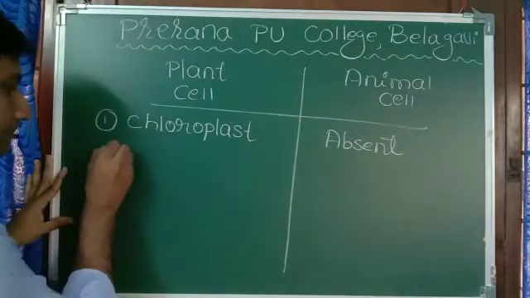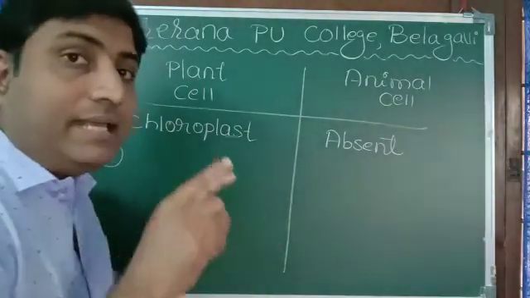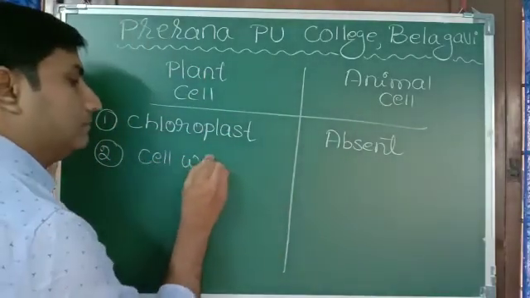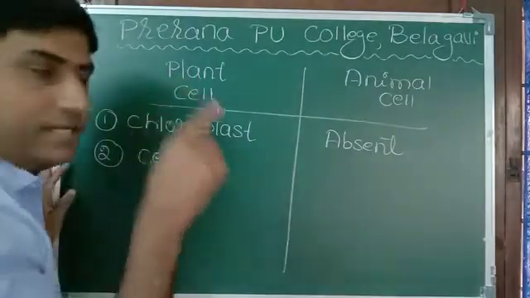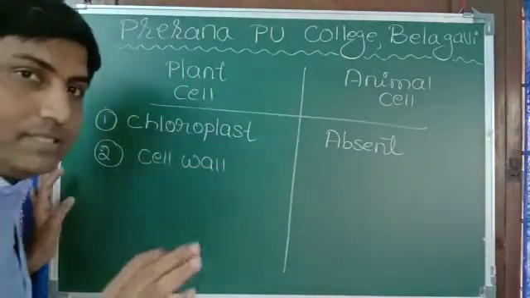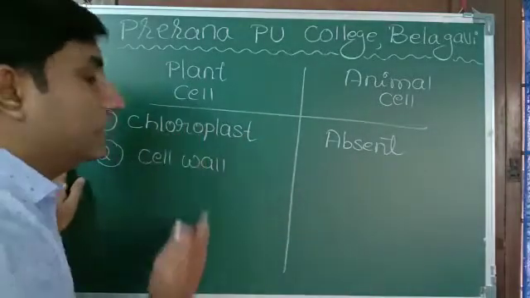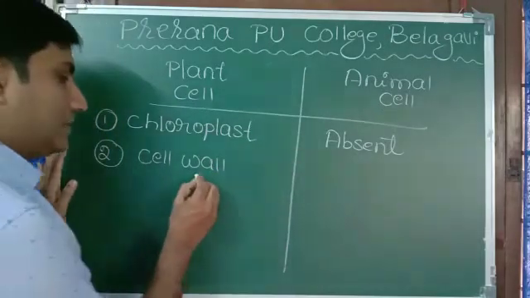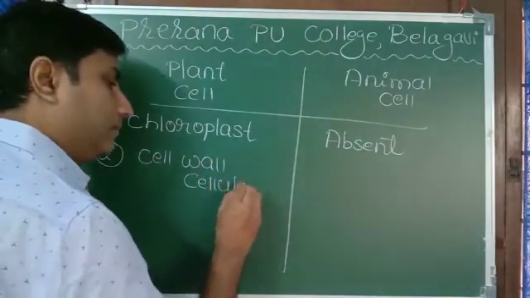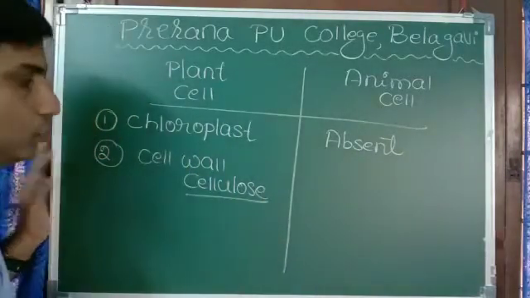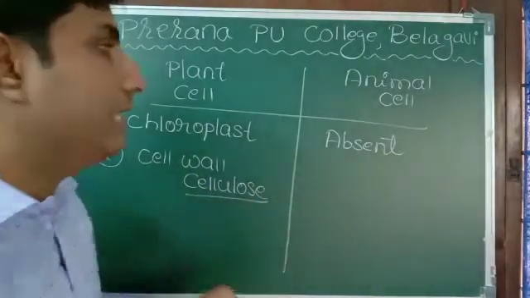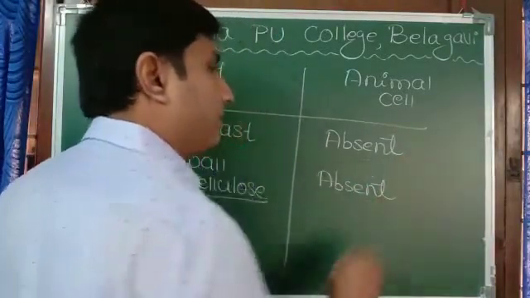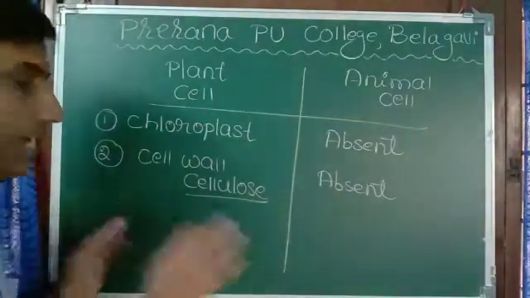Second one: the plant cell contains a cell wall. Whereas in the animal cell, the cell wall is absent. Generally, in a plant cell, the cell wall is made up of cellulose. Such a cell wall is absent in the animal cell.